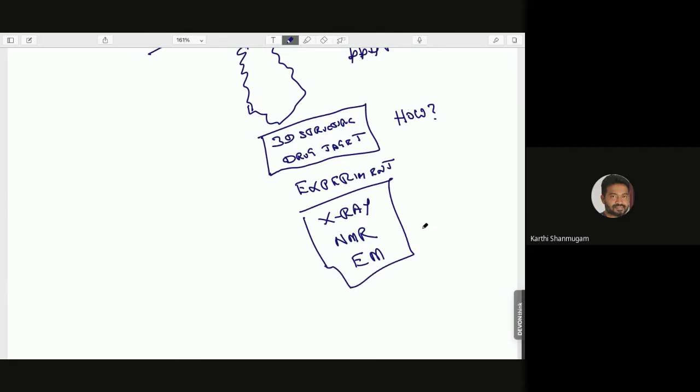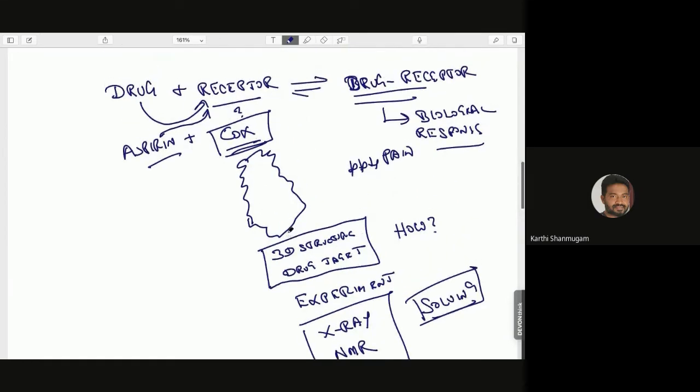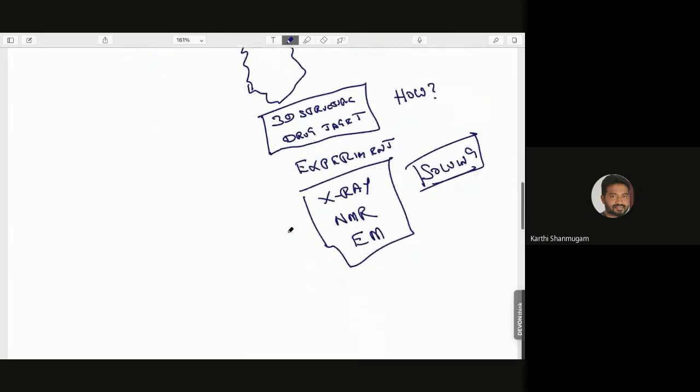Many more methods exist. So these are the methods by which we can solve the 3D structure of the drug target. We can get to know about the 3D structure using any of these methods like X-ray crystallography, NMR, electron microscopy. So once you solve the 3D structure of the drug target of your interest, then we can use that structure as the starting point for structure-based drug design. But this is not always possible. Okay, not always possible.